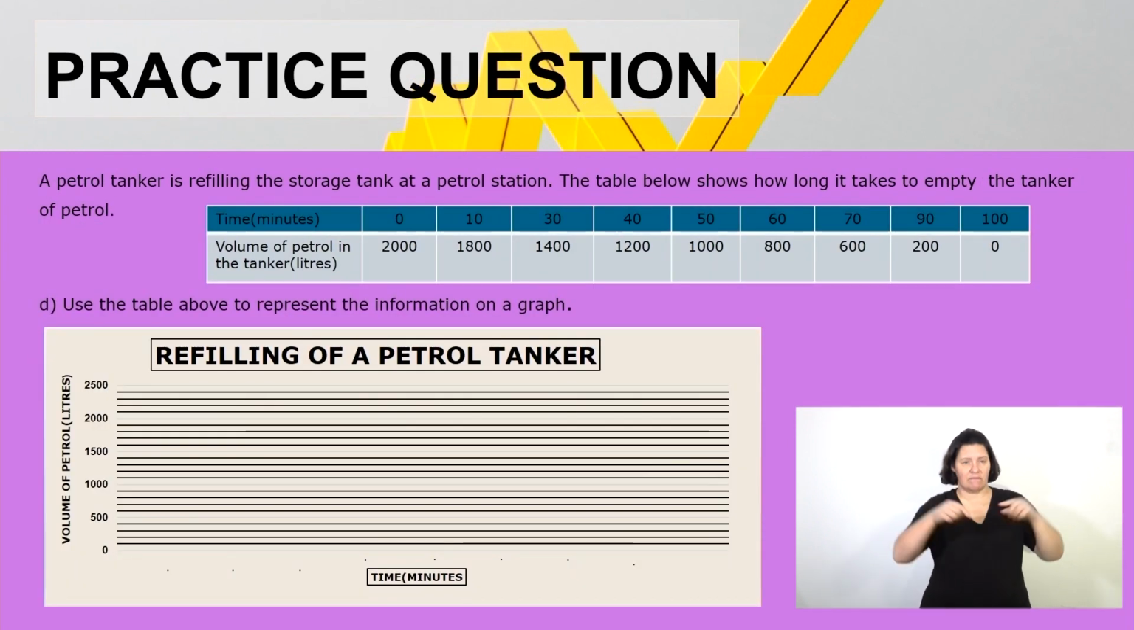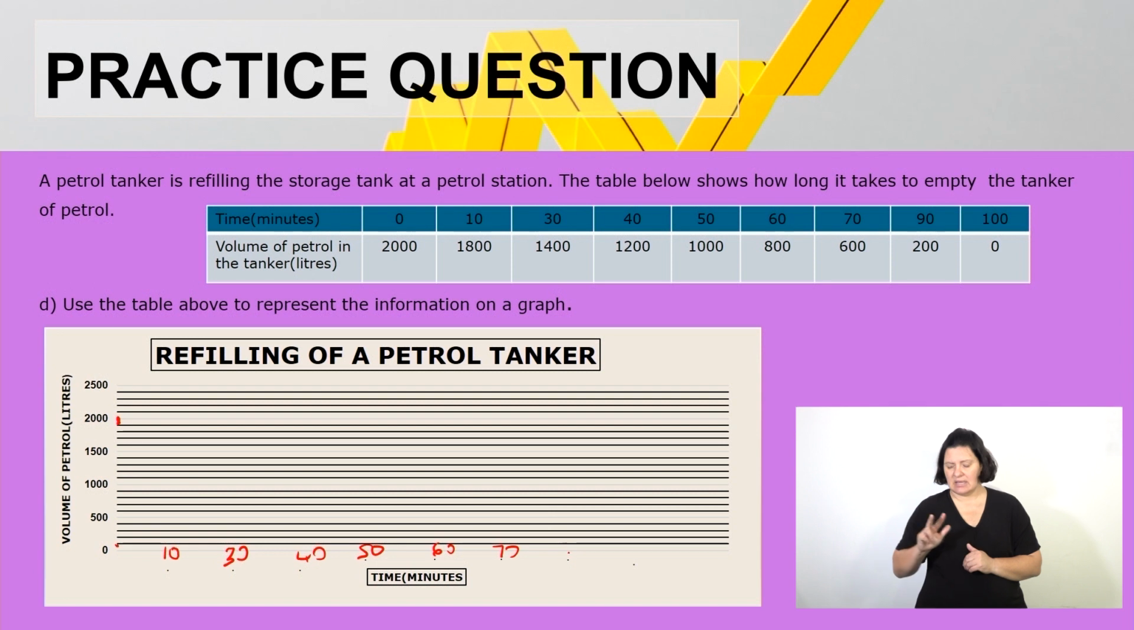Here is a graph. Use the table above to represent the information on the graph. At 0, the number of liters was 2,000. And then at 10, I'm going to use my pen to show you. 10, it will be there. We have 30. We have 40, 50, 60, 70, 80, 90. Nice interval. And over there, just here, we'll have 100.